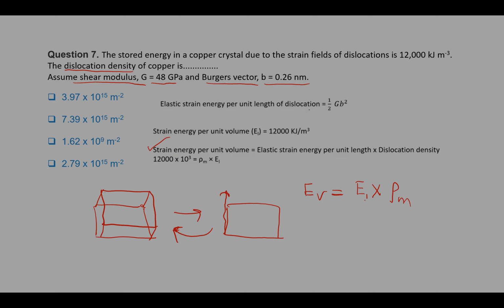Here, how can we calculate this elastic strain energy per unit length? It's given here already. Oh, sorry, this is volume. Energy per unit volume is 12,000 kilojoule per meter cube. It's given in meter cube, it means that it is per volume. What about the energy per unit length? That is EL equal to 1 by 2 G b square.